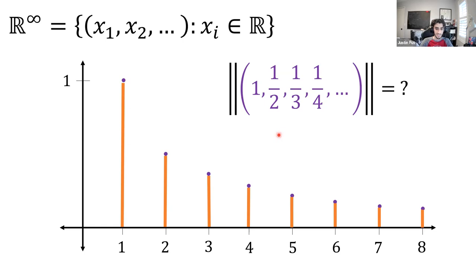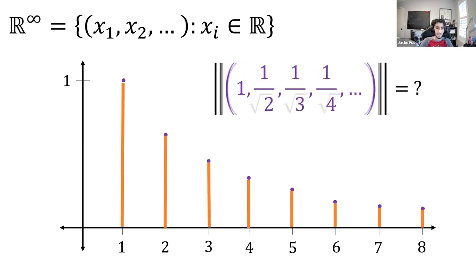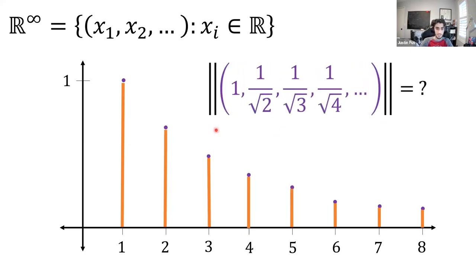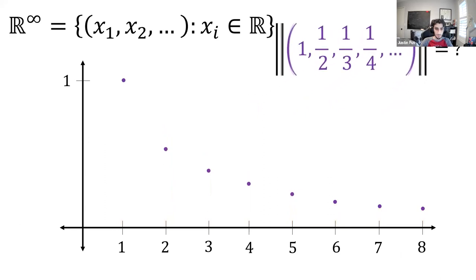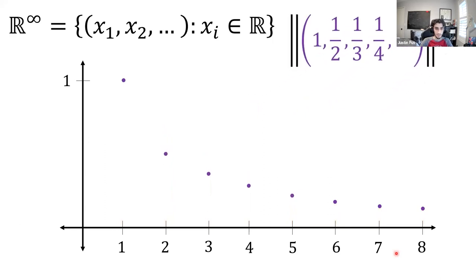Unfortunately, not always. What if our function didn't decrease fast enough? So these orange heights didn't decrease to zero quickly enough, and our sum is not finite. How do we know we can add up infinitely many things and still get a finite number? So that's one problem with this norm.